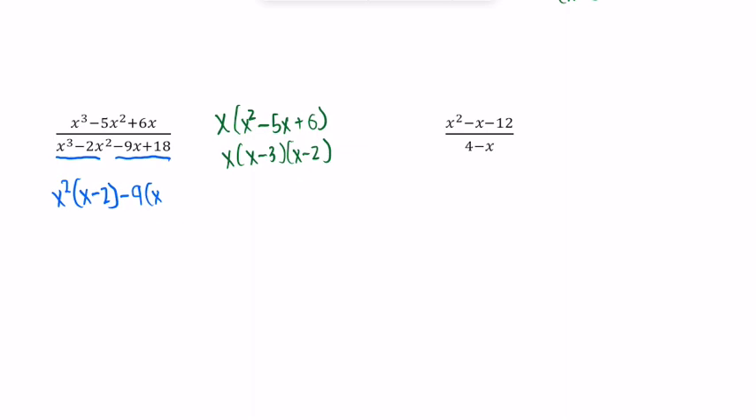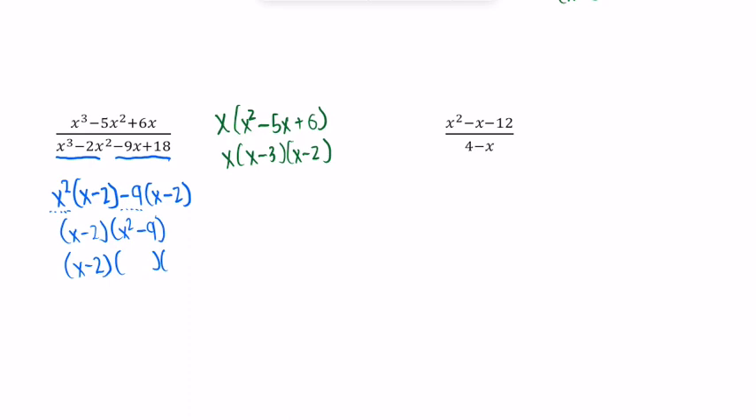18 divided by negative 9 is minus 2. We have an x minus 2 in both parts, which we can pull to the front. Left over from the first portion, we have x squared. Left over from the second portion, we have minus 9. Now in this case, we can keep going. The x minus 2 is still there.